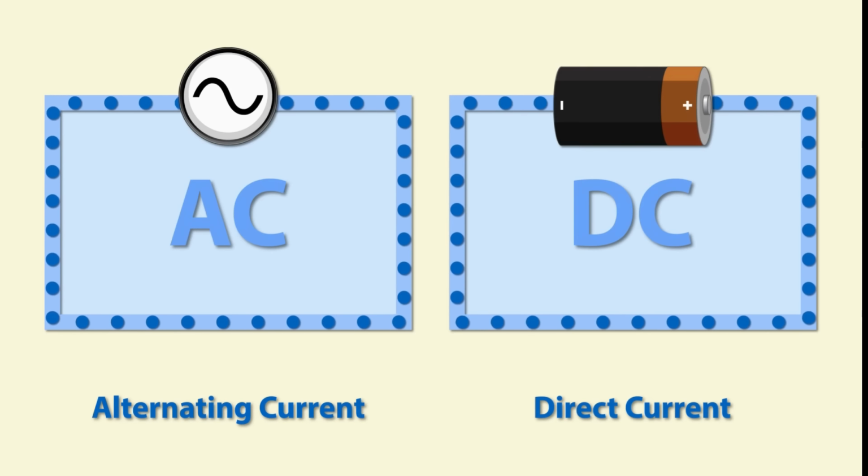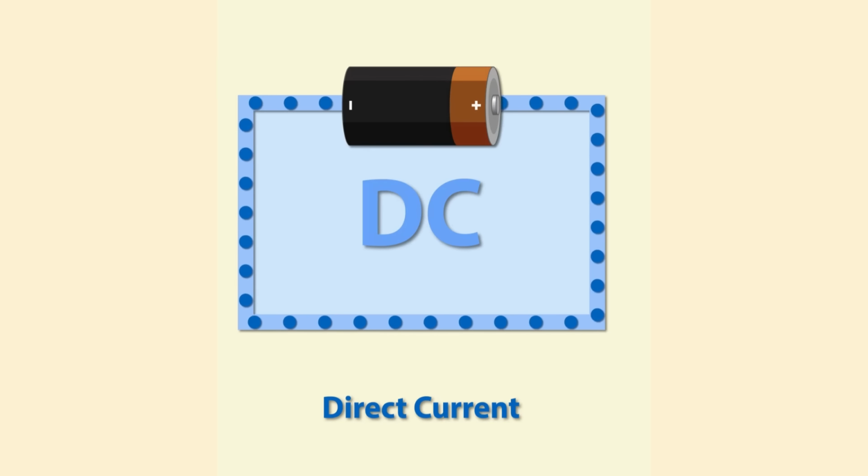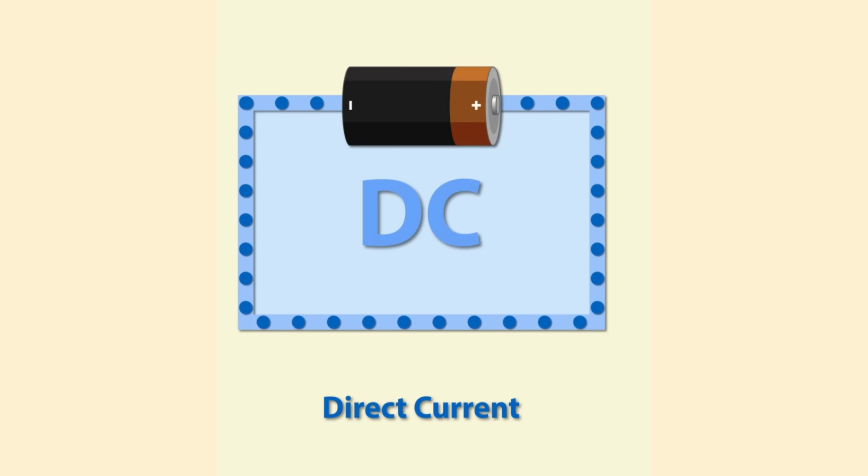Now let us look at two important types of electricity, AC and DC. The first type is direct current, or DC. In DC, electricity flows only in one direction. The current from a battery is DC.